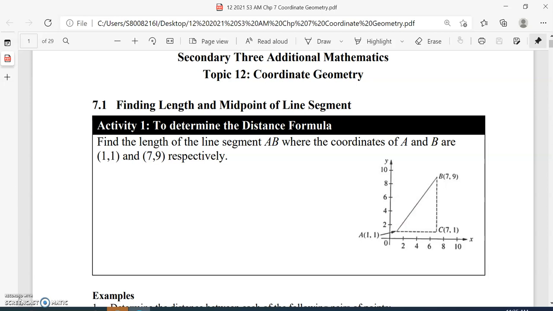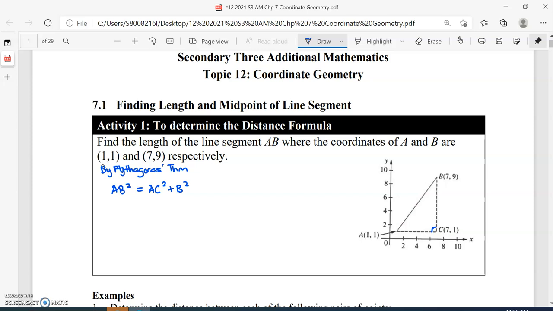Now on the right hand side of the activity box, you will see a line segment AB. Allow me to actually draw a right angle triangle attached to it. So in order to find the length of AB, we can use Pythagoras theorem since there is a right angle triangle there. So by Pythagoras theorem, we know that AB square in this case is equals to AC square plus BC square.